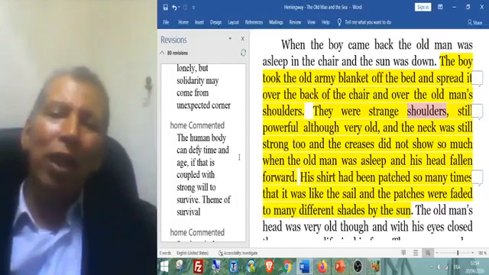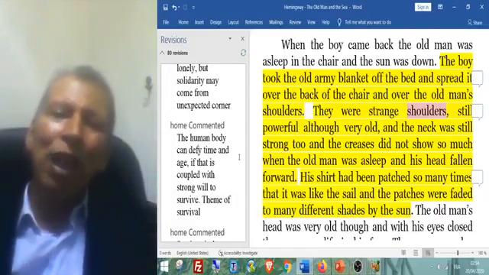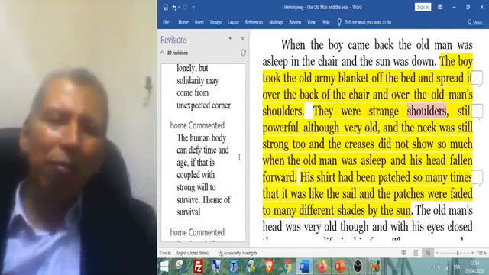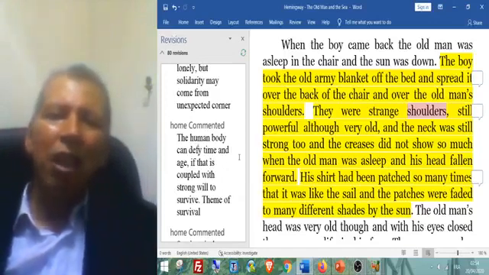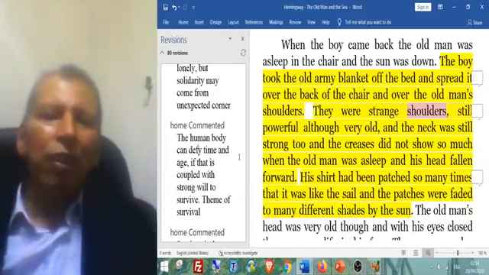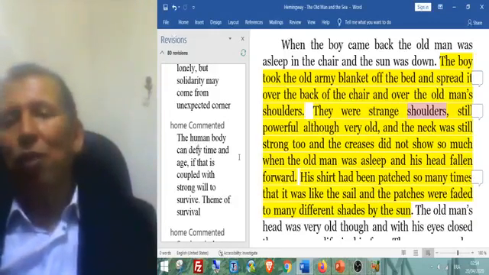And Hemingway has plenty of admiration for this, and he wants us to do this and to benefit from it. The human body can defy time and age if that is coupled with a strong will to survive. So the theme of survival.